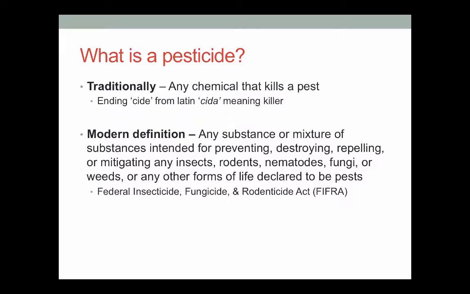On the flip side, we have the modern definition, which is put out by the Federal Insecticide, Fungicide, and Rodenticide Act, or FIFRA, and it's kind of the guiding document for all pesticide work. They say that a pesticide is any substance or mixture of substances intended for preventing, destroying, repelling, or mitigating any insects, rodents, nematodes, fungi, weeds, or all forms of life declared to be pests. So essentially, if the chemical has some sort of negative impact on a pest, then it's a pesticide, whether it kills it outright or just repels it.